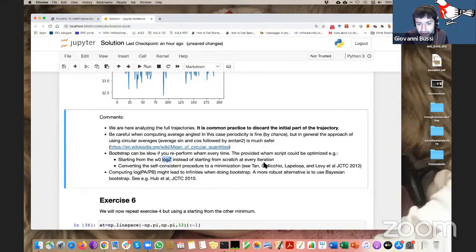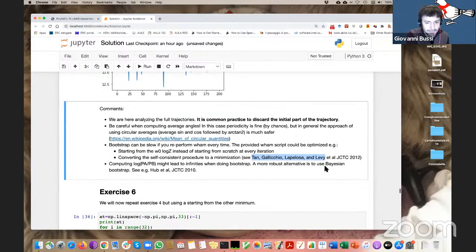And also, if you look at this paper, there is a way to write WAM in a form that is not a self-consistent procedure, but it's a minimization. It's expected to be faster, and it's a bit more complicated to implement, but I tried. It's actually significantly faster in terms of needed iterations.